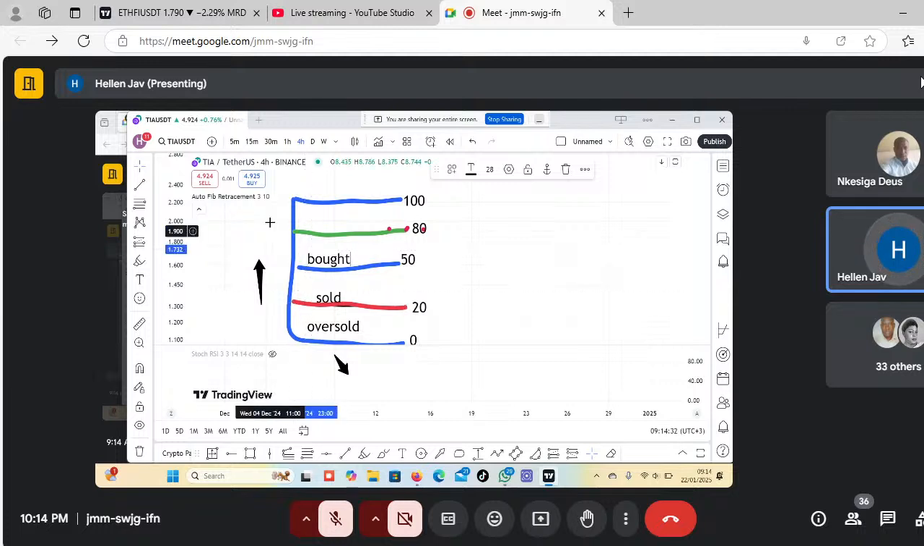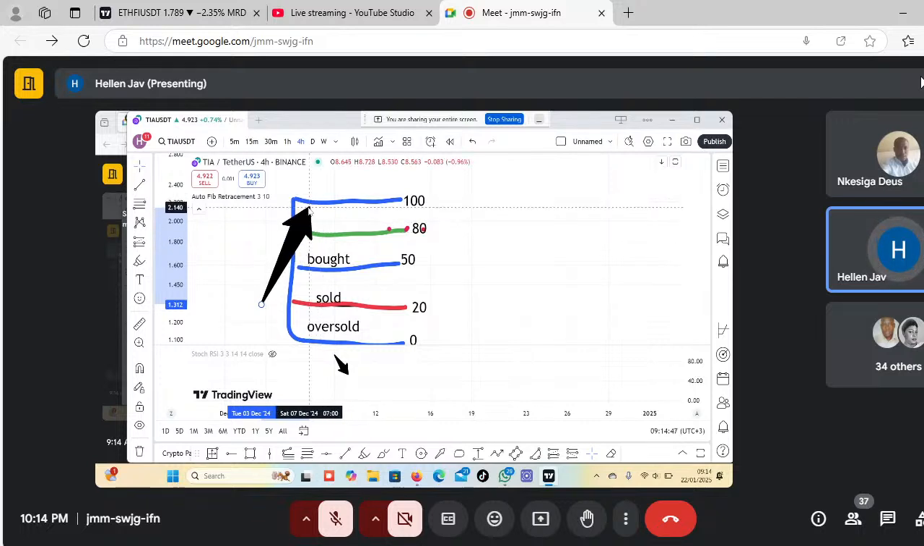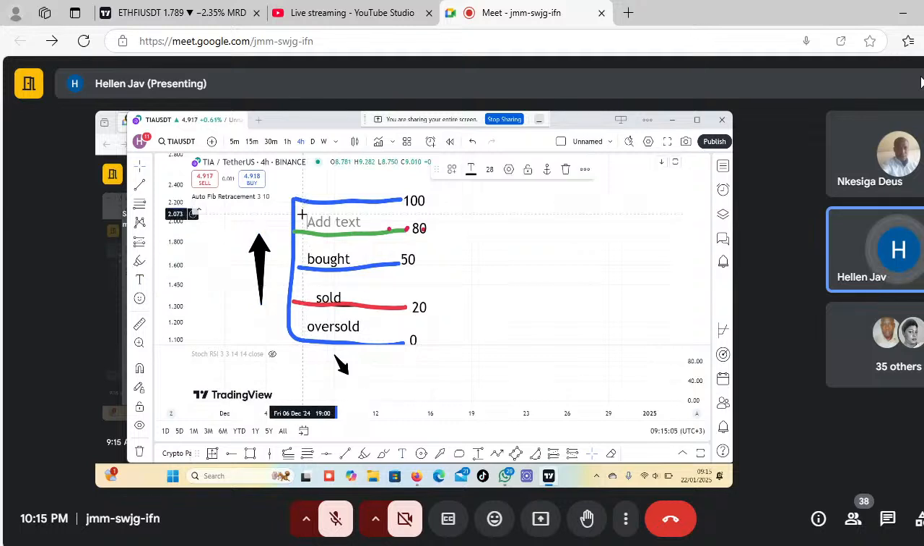Then we come to this region here. If buyers keep that momentum and the market keeps going, we shall reach the region between 80 and 100, meaning buyers are at their maximum. Everyone is buying, so the bullish momentum is very strong. Therefore, we are going to name this area overbought. You're getting my point, okay? Overbought.